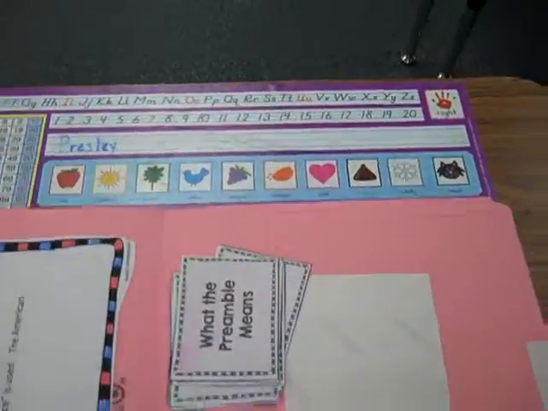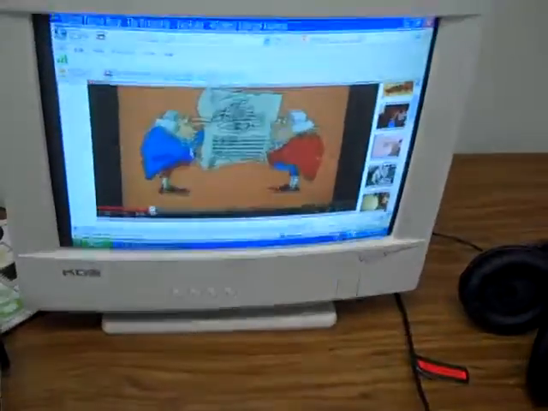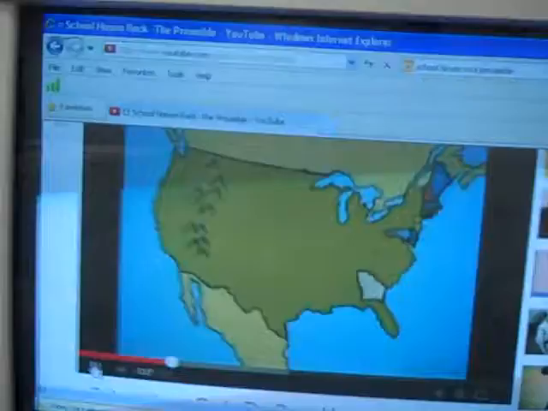And then in another station is the preamble match. And so what the student would do first would come over here to the computer, and on the computer would be Schoolhouse Rock, the preamble, and they would sit and they would listen to this.